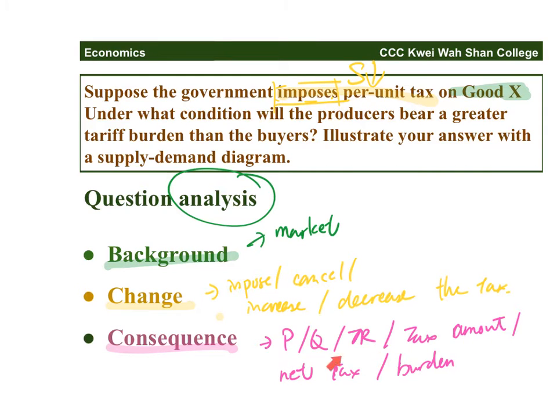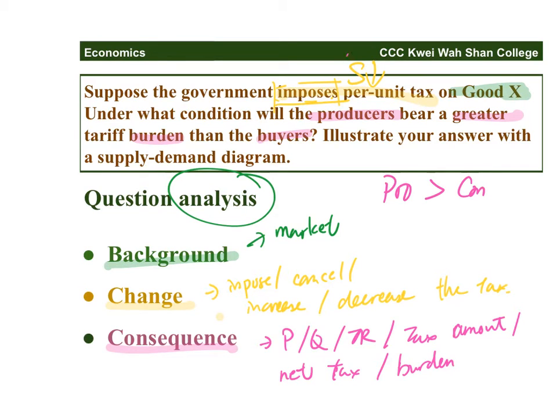Okay, it may be about many things: tax amount, total revenue, or tax burden. Just look at this, and we can find that it says that in the given condition, the producer bears a greater burden than the buyers. That's what they say. Producer burden is bigger than the consumer burden. So that's what we have.